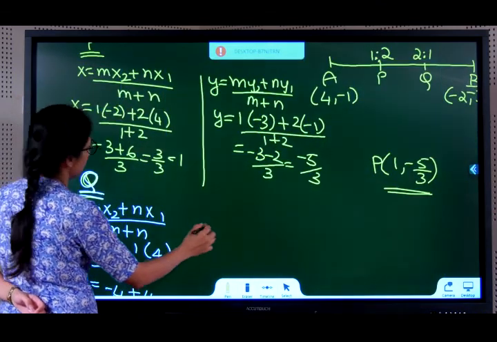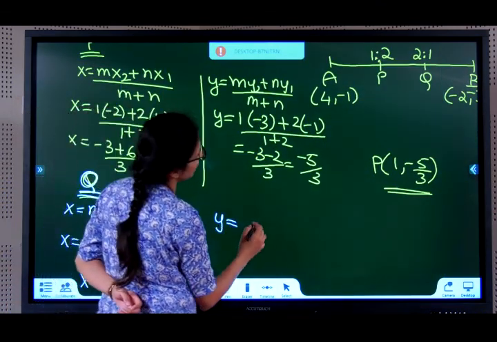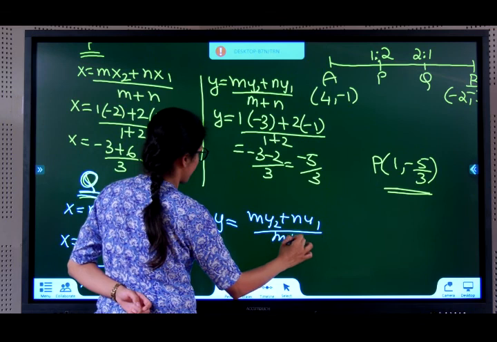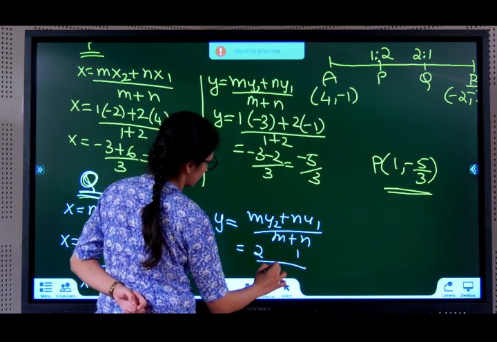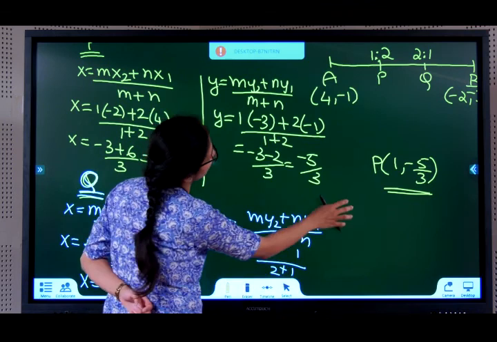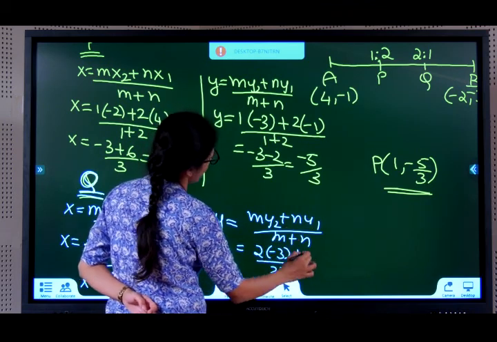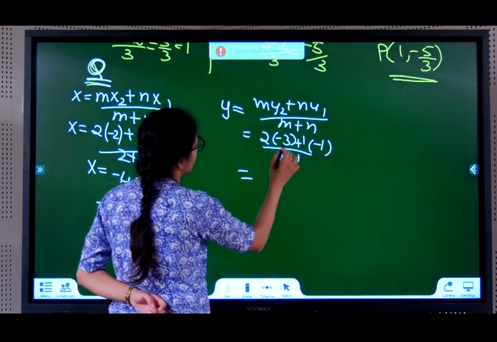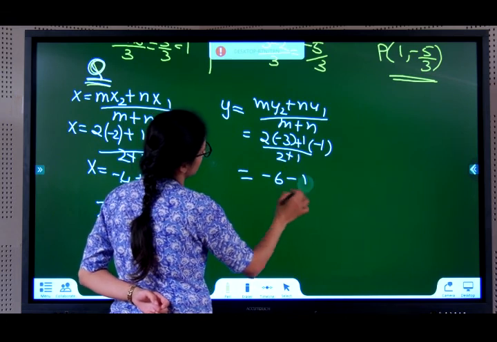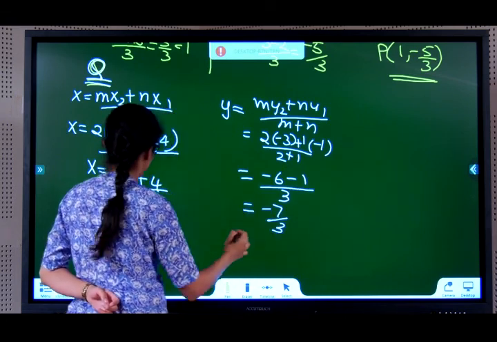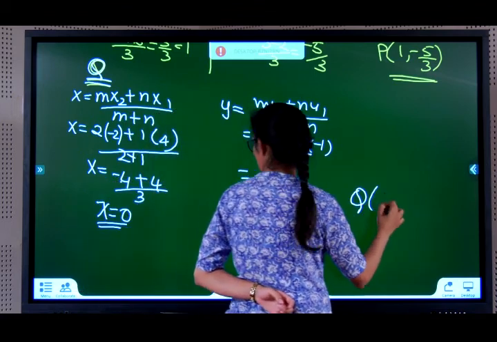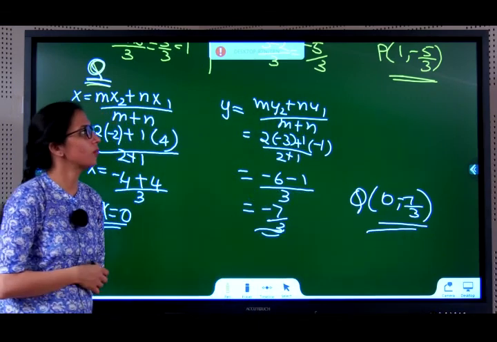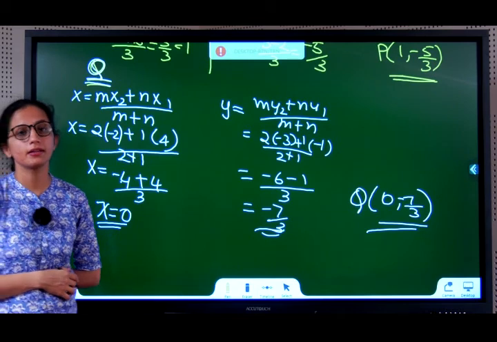Do the same thing for y coordinate. What will be our y coordinate? my2 plus ny1 by m plus n. M is 2, n is 1. What is y2? Minus 3, y1 minus 1. So, we get 2 into minus 3 minus 6 plus 1 into minus 1 minus 1 by 3, minus 7 by 3. Therefore, the coordinate Q is now 0 comma minus 7 by 3. So the 2 points of trisection are 1 comma minus 5 by 3 and 0 comma minus 7 by 3.